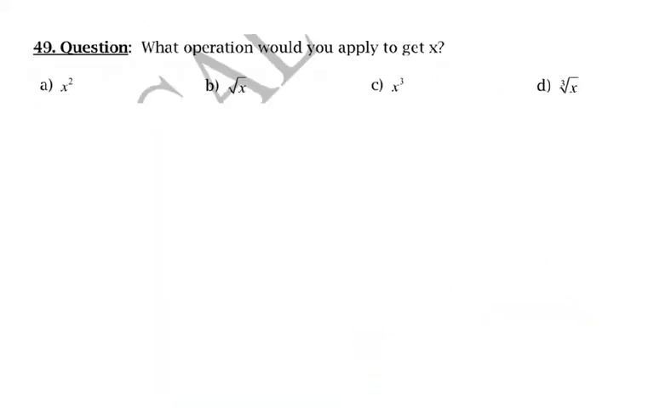Okay, last question. What operation would you apply to get x? So if I'm taking x squared and I wanted to turn it into an x, what operation would undo the square? So hopefully square root. We did this last year when we were first talking about square roots. What if I wanted to undo a square root? How would I get rid of that?